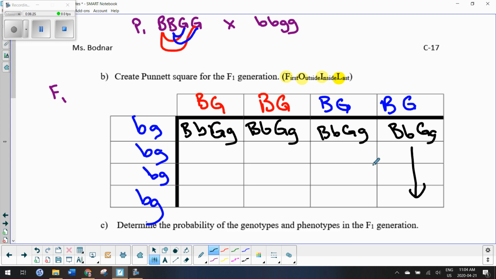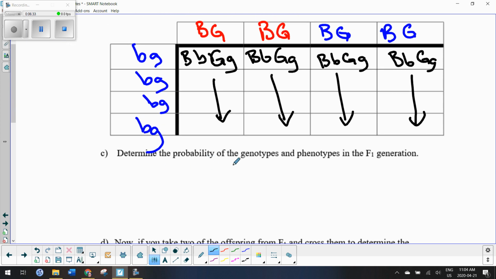Okay, and we're just going to shortcut it. All of these are going to be the same. So it says, determine the probability of genotypes and phenotypes in the F1 generation. Well, all of them are the exact same. So all of the black marker that I wrote, that's talking about your probability of your offspring. So 100% for my genotypes, big B, big G, little g.